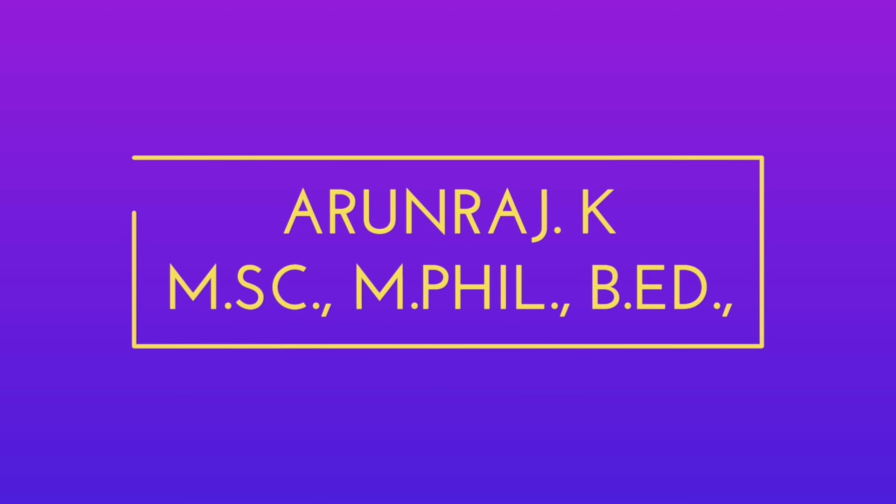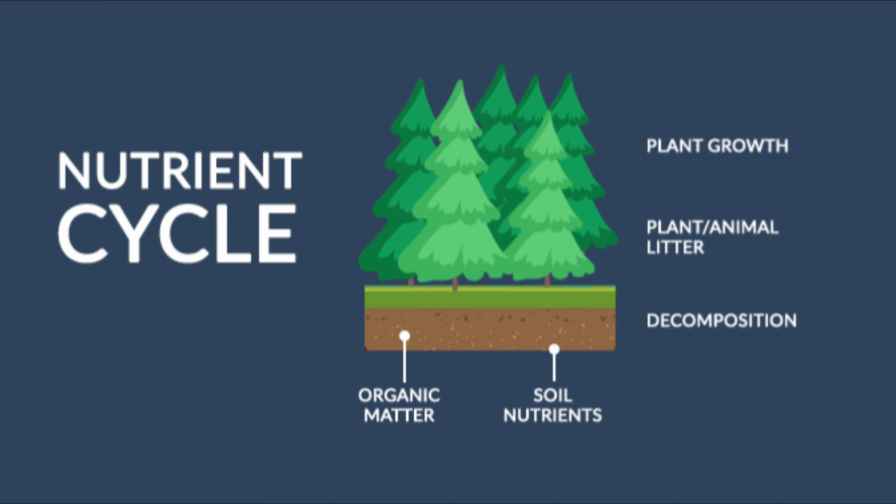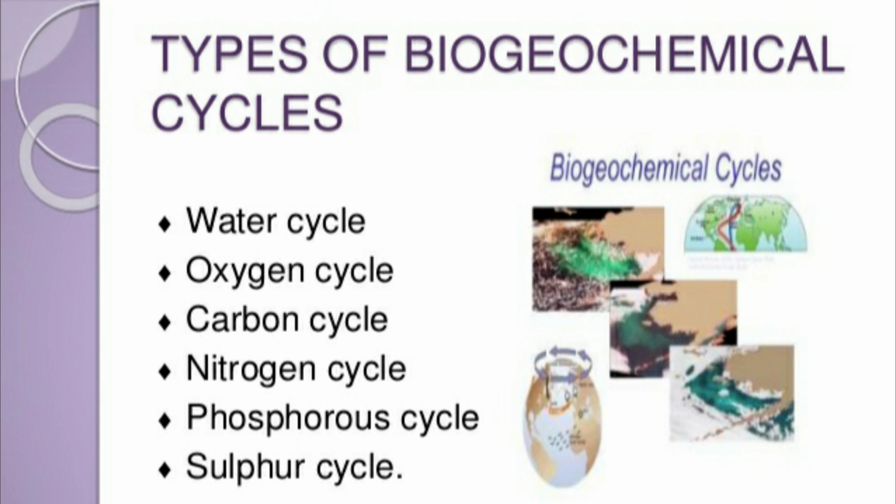In today's class, we are going to learn about the topic nutrient cycling or biogeochemical cycle. Nutrient cycling is defined as the movement of nutrients through the various components of an ecosystem. It is also called the biogeochemical cycle.